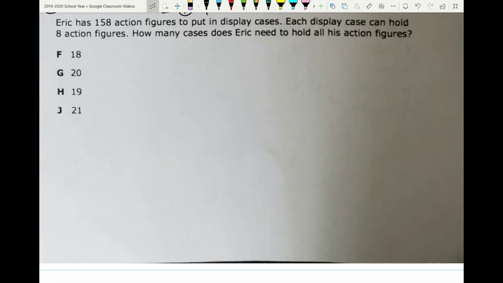Eric has 158 action figures to put in display cases. Each display case can hold 8 action figures. How many cases does Eric need to hold all his action figures?